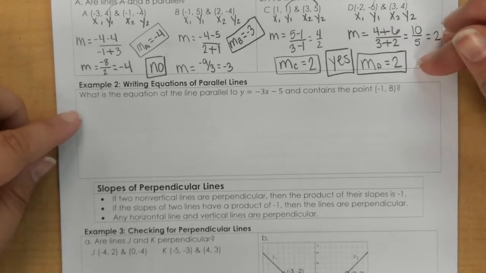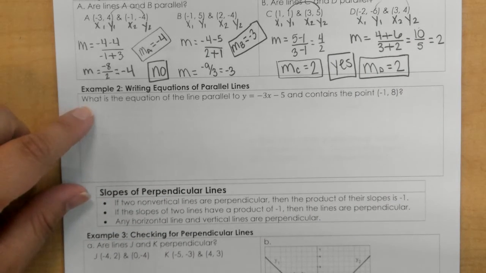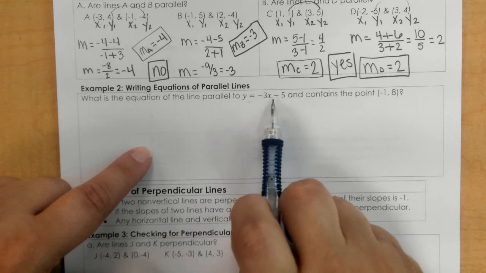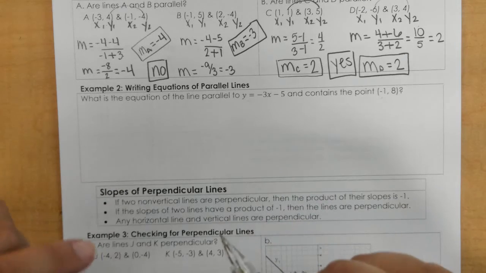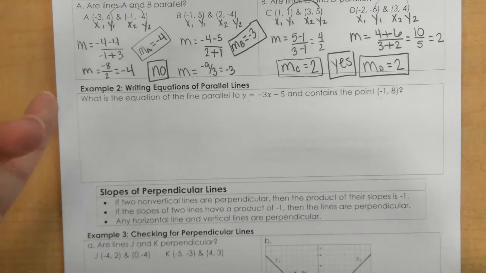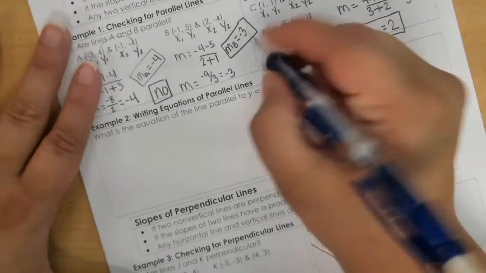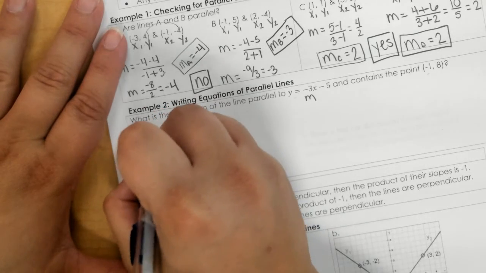Okay, you can also see a problem like example 2. It says writing equations of parallel lines. What is the equation of the line that is parallel to this line, y equals -3x minus 5, and it also contains the point -1, 8. So first of all, we know that this new line has to have the same slope as this, so that would be -3.